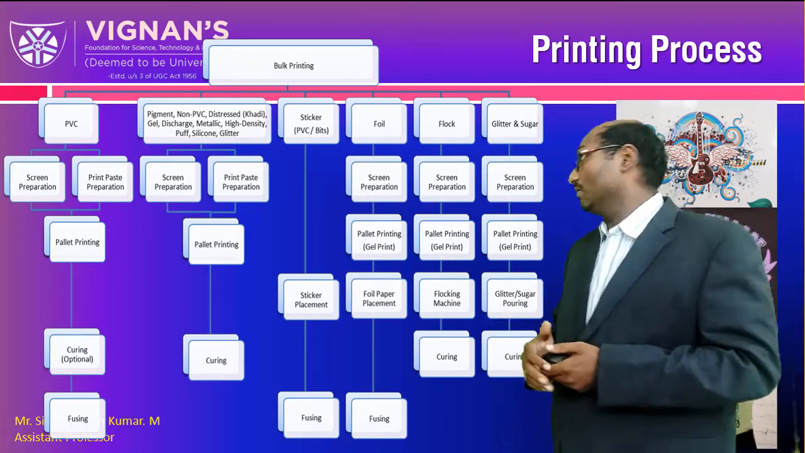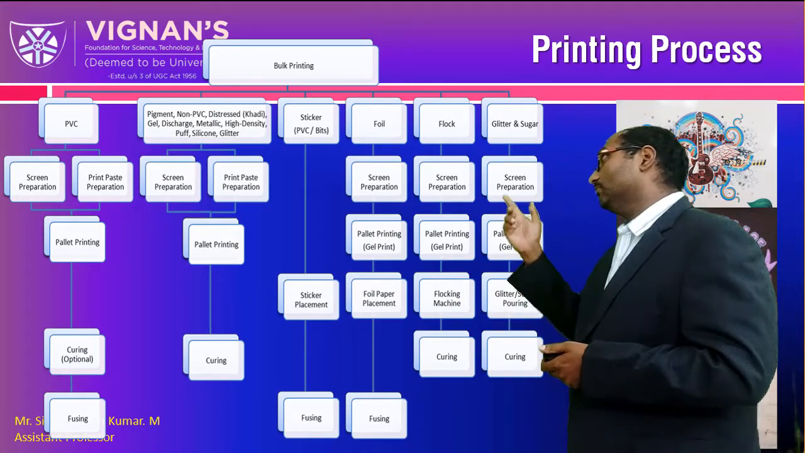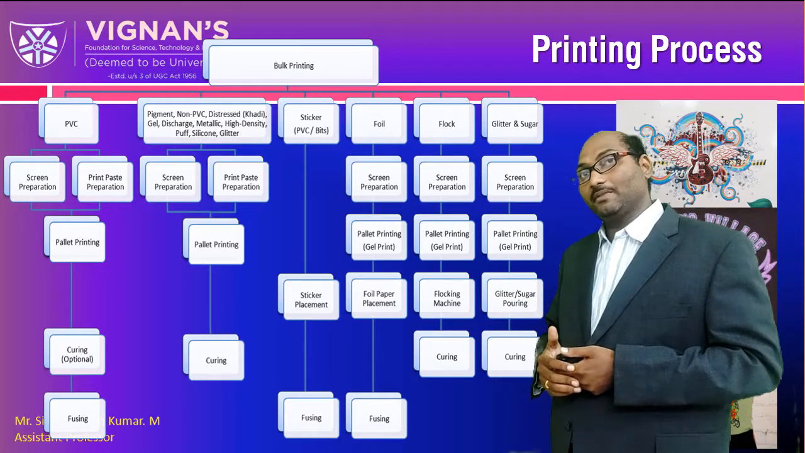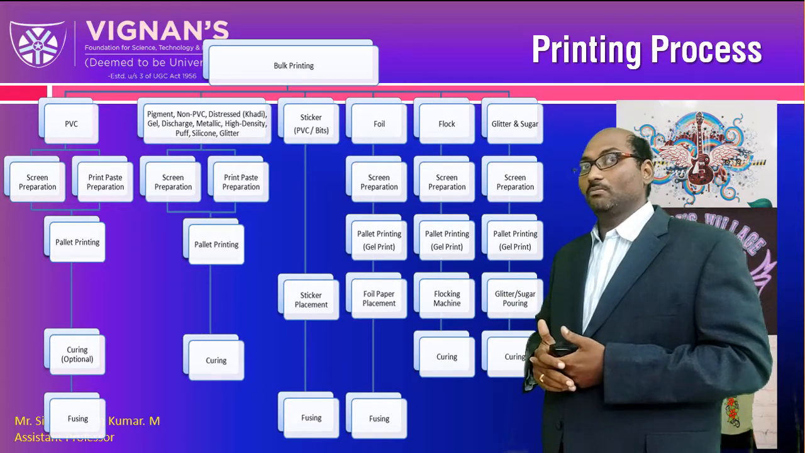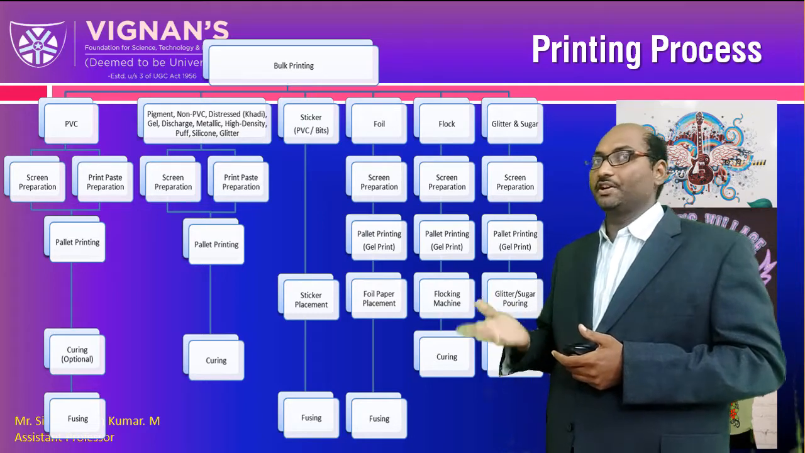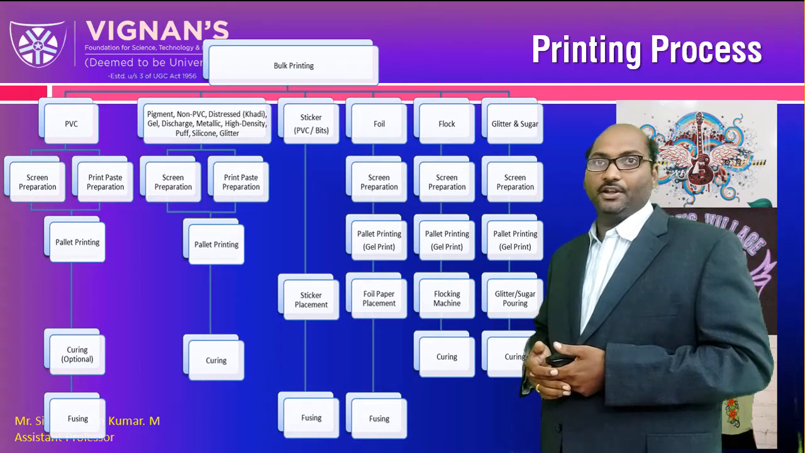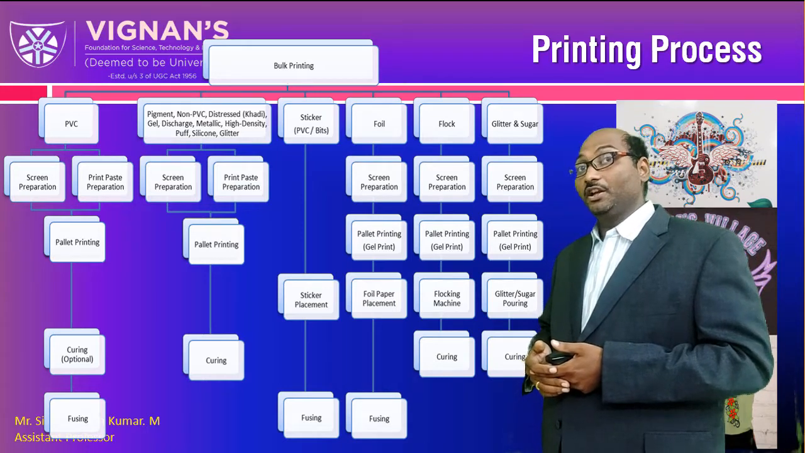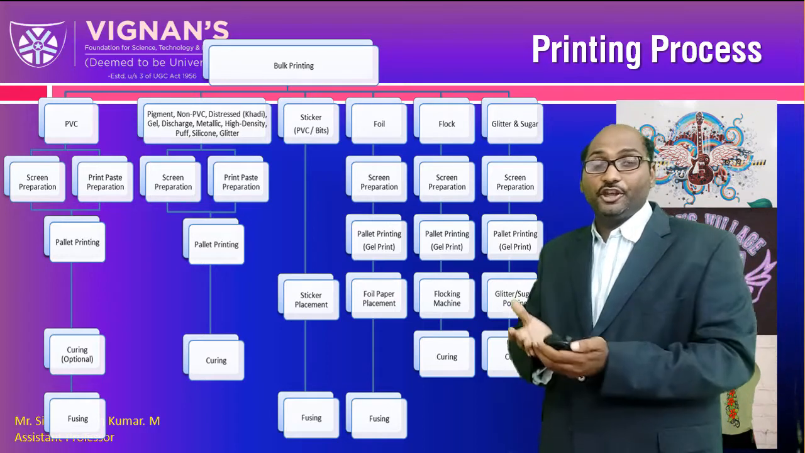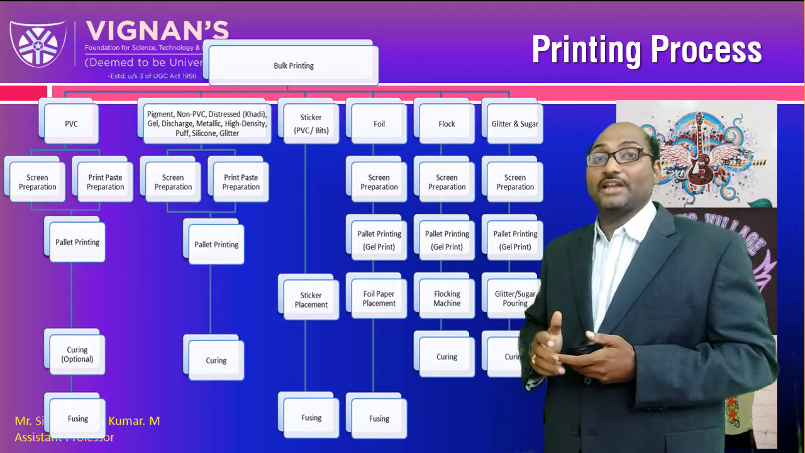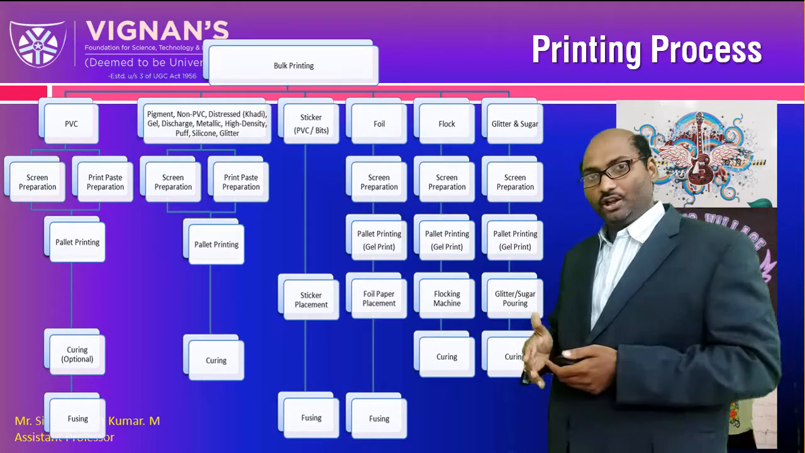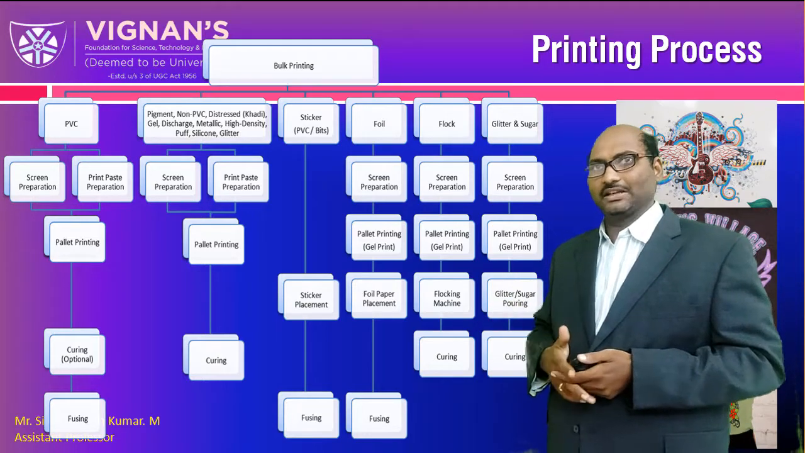So, this is for the foil print. Then the next one is the flock. In this also, screen preparation is there, but no print paste. Why? Because, in case a base is required, it may be done. Then paste printing of the gel print, then it should be carried through the flocking machine, where an electrostatically charged table will be there, and afterwards curing, and the loose fibers will be separated from it.